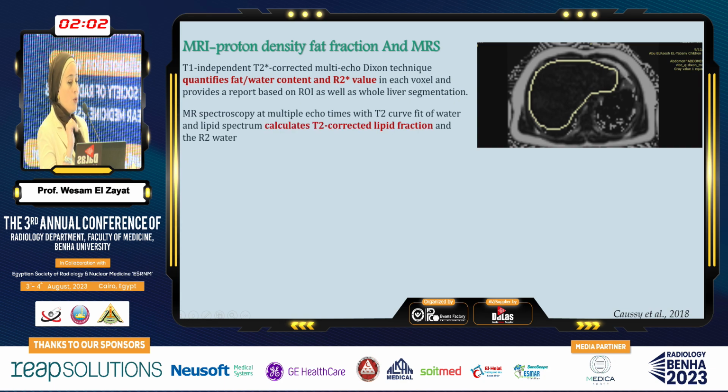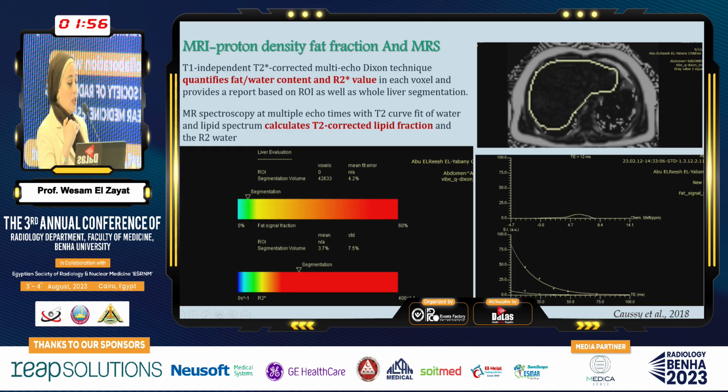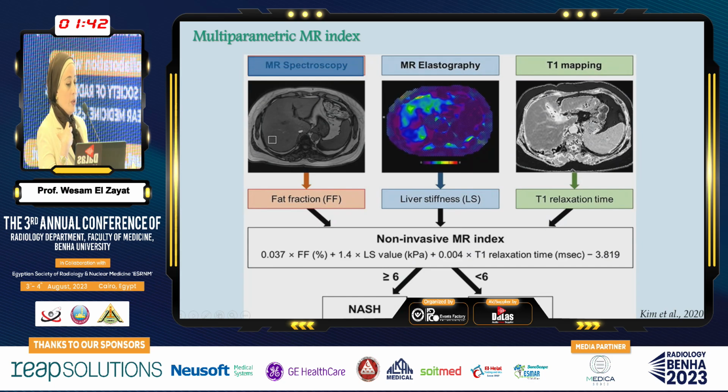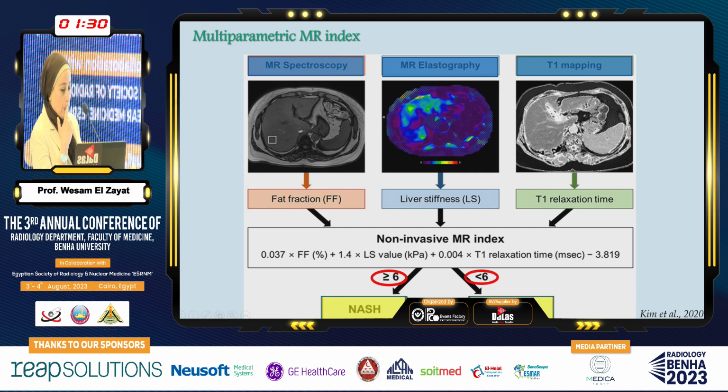MR spectroscopy uses multiple echo times to calculate the T2 corrected lipid fraction. This comes up with a fat fraction. Here it's 3.7, for example, which is higher than normal. We can see up to 40%. The multiparametric MR index combines MR spectroscopy, MR elastography, and T1 mapping to come up with a non-invasive MR index. For NASH, it is higher than 6, and non-NASH lower than 6.